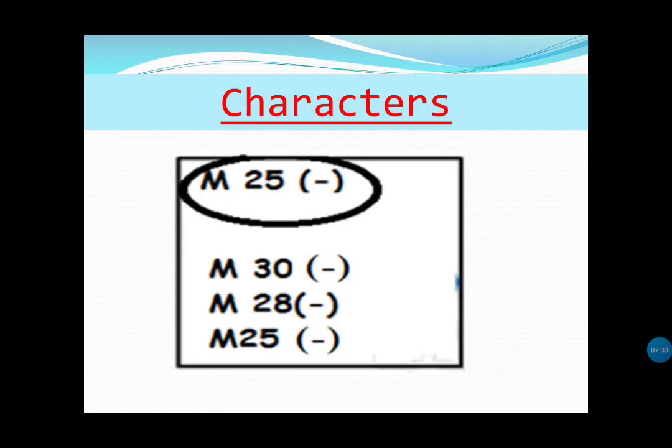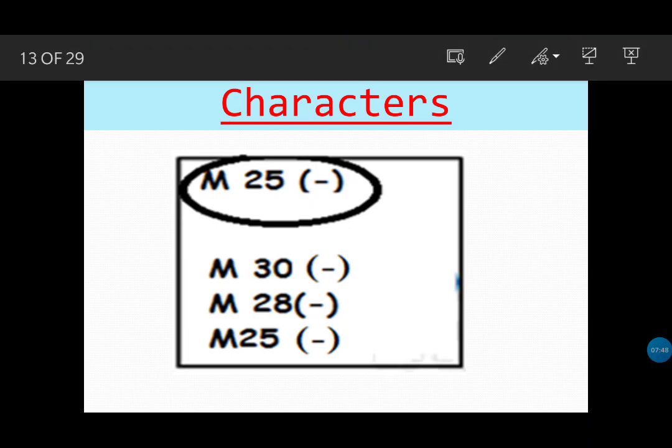This is how we write characters in the answer sheet. M25 in negative mood is the person who is my hero. I encircled him, and thereafter there are other three characters, all male. M30, M28, M25, all are in negative mood, and this person is the hero.